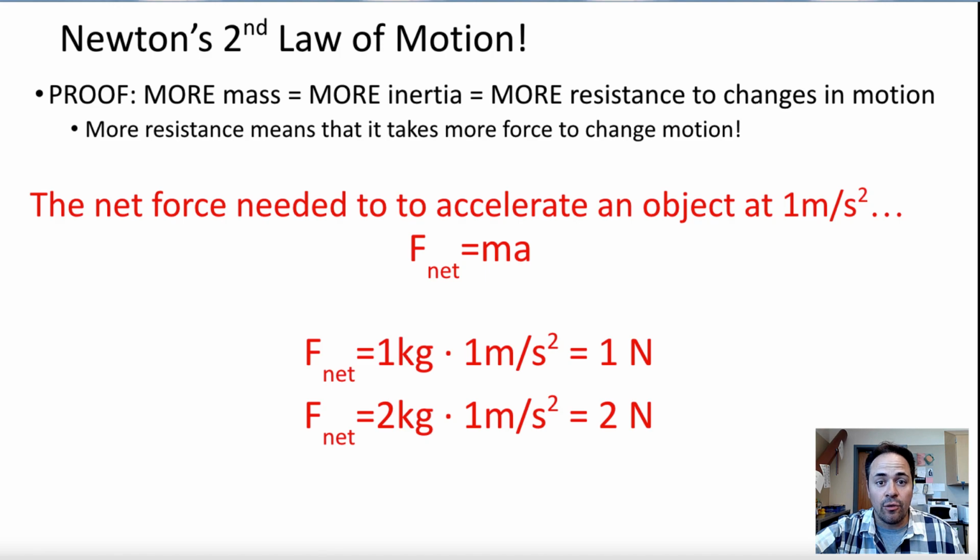Let's say I have 2 kilograms of mass that I want to accelerate at 1 meter per second squared. I'm going to need 2 newtons of force. For 3 kilograms, it's going to take 3 newtons of force, and so on. So not only do we know that things with more mass have more inertia and therefore resist acceleration more, now we can actually see just how much force it is going to take for me to accelerate something at a certain rate.